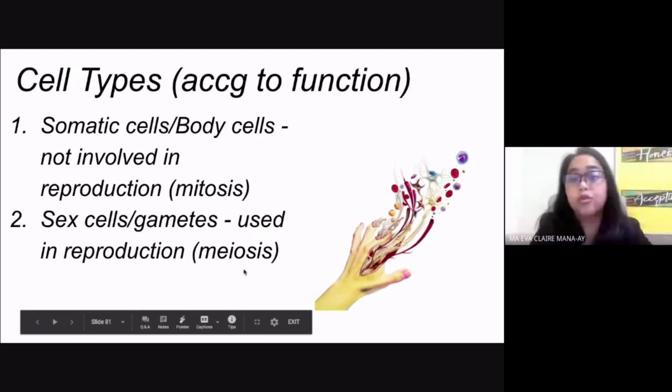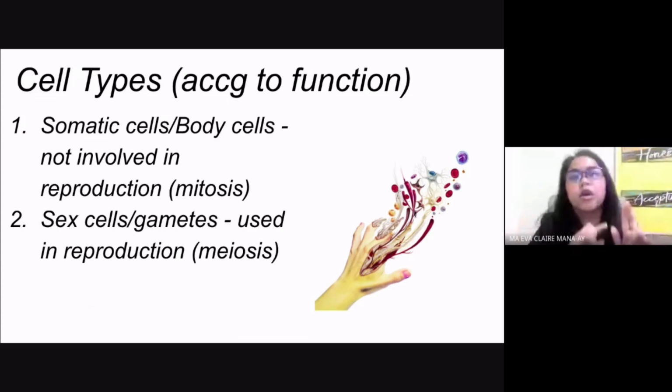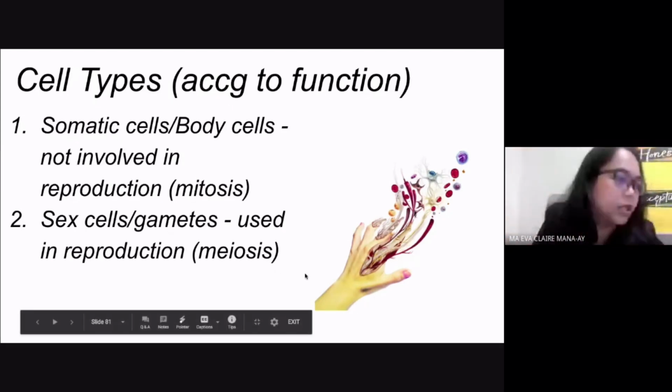When you are looking at your two types of M phase, remember you have interphase, M phase, and cytokinesis as the three stages of your cell cycle. For mitosis, as a type of M phase, all your body cells, your somatic cells, all the rest of the cells in your body that are not involved in reproduction, are formed during mitosis. But your sex cells, your egg cell and your sperm cell, are formed through meiosis. That's one of the differences between mitosis and meiosis.